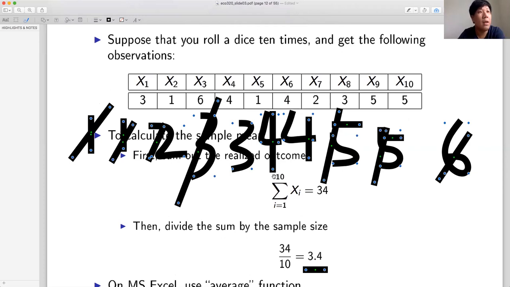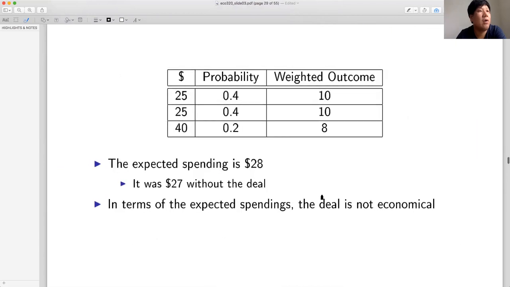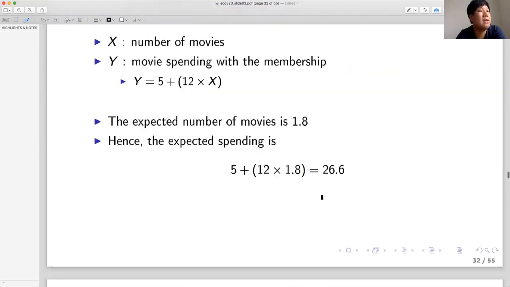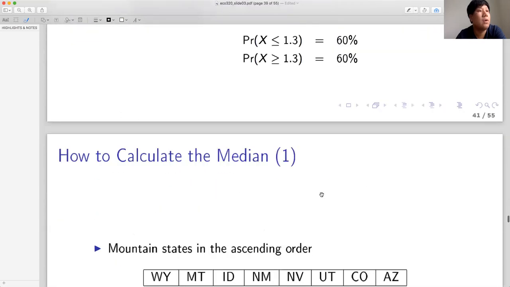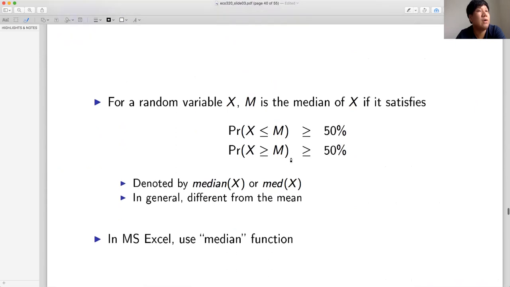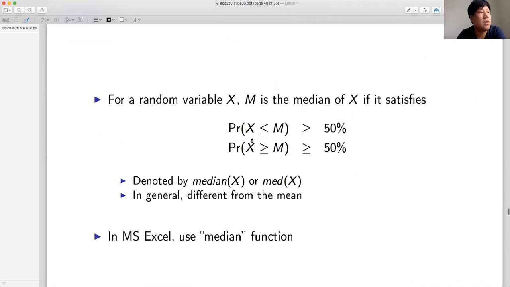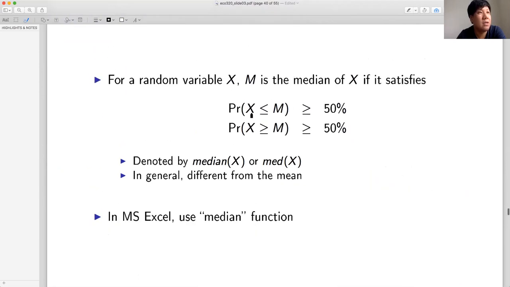This is a method you have learned so far, but something I'm going to teach right now is based on a rule using probability. So the rule for getting the median is this. As long as you satisfy this formula, then that is the median. What this means is that x was a random variable, right?